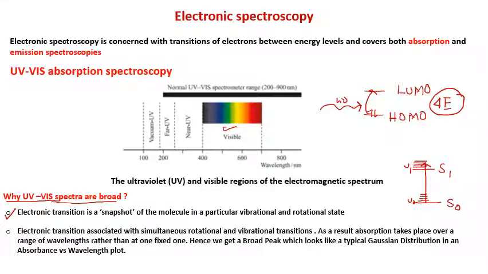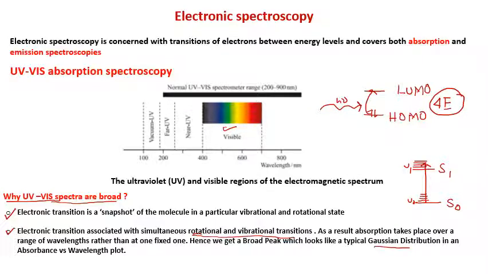That is why there is not a single transition; you are getting a bunch of transitions, which gives this broad spectrum in UV spectroscopy. So this is the point. The electronic transition is associated with simultaneous rotational motion and vibrational transition. As a result, absorption takes place over a range of wavelengths rather than a fixed one. Hence, we get a very broad peak which looks like a typical Gaussian distribution in an absorption versus wavelength plot.